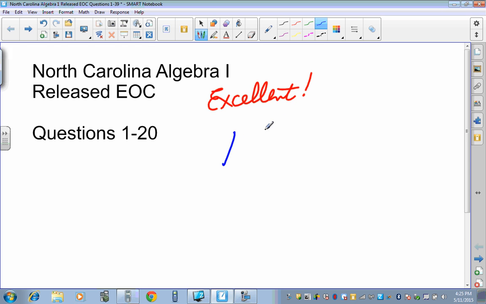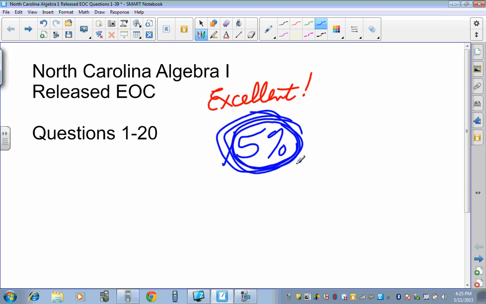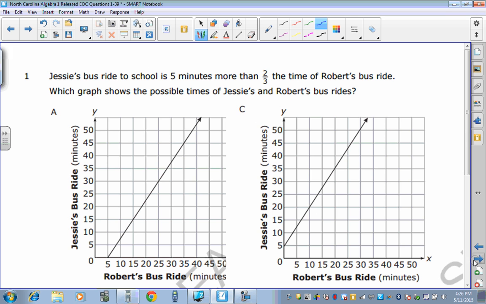Remember, the EOC is 15% of your final grade. It is the largest of the categories. It's even more points than the regular assessment. So it's very important that we do good on this. I know you've been working hard on it, so thank you for sticking with us and thank you for working hard. Okay, question number 1.